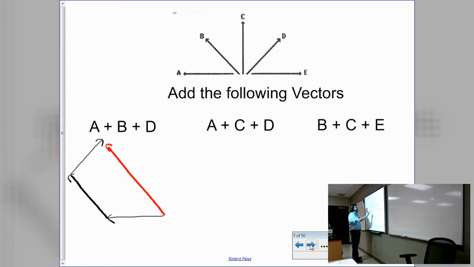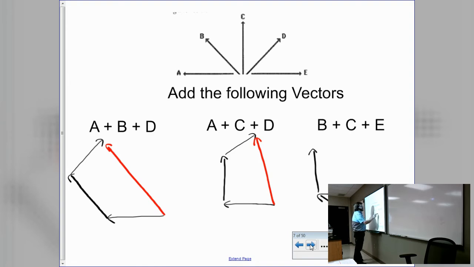Okay, now I'm going to add A plus C plus D. So we've got A vector, C vector is directly vertical, and then D vector is, again, kind of like a 45 there. My resultant is from the start to the end. That would be the addition of those three vectors. Finally, B plus C plus E. B is a 45 roughly, plus C, which is a vertical, and then E, which is totally, again, horizontal. My resultant vector would be something along those lines.